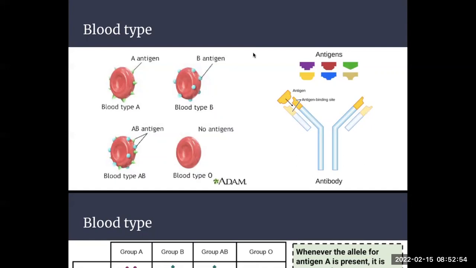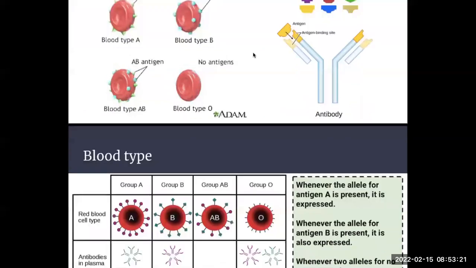Now, a person with type B blood means that they have B antigens on their body, and a person with type AB blood means that they have both A and B antigens in their red blood cells. And here is the most interesting one. A person with type O blood means that they do not have any antigens on their red blood cells, all right? So this is what it looks like.